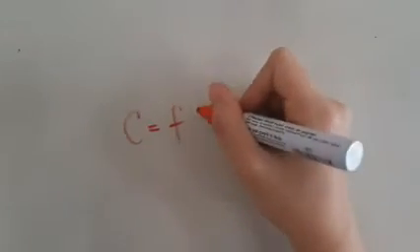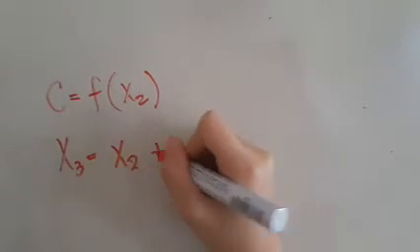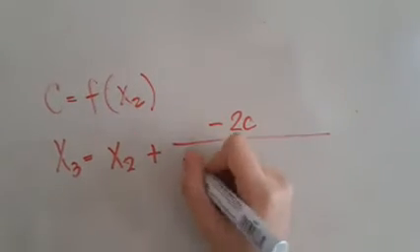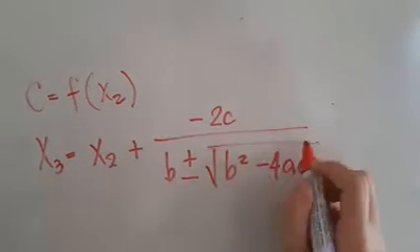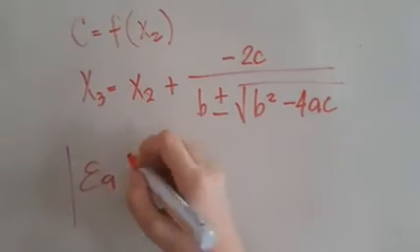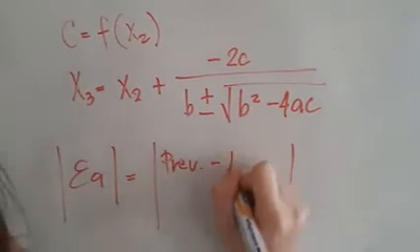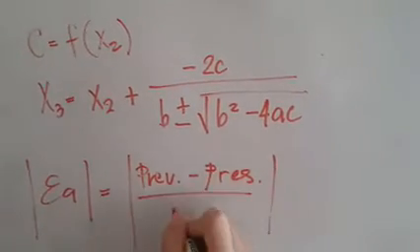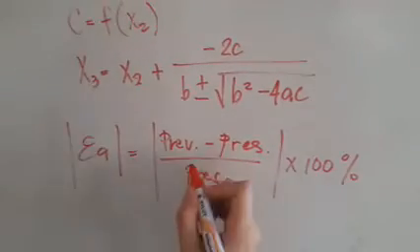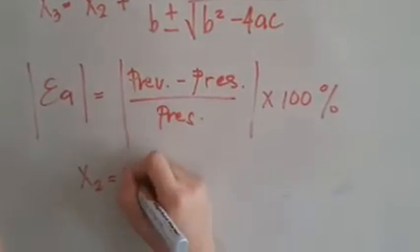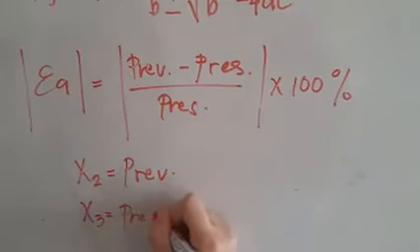c equals f of x sub 2. x sub 3 equals x sub 2 plus negative 2c all over b plus or minus square root of b squared minus 4ac. And last, the percentage of error is equal to the absolute value of previous value minus present value all over present value times 100%. Guys, x sub 2 stands for previous value and x sub 3 is our present value.